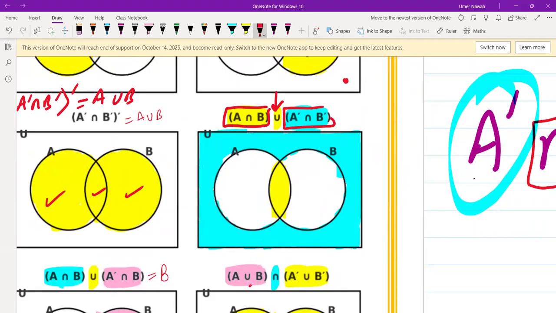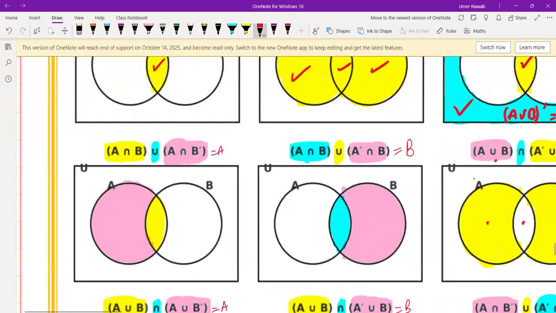See what is the letter in between, union. So A intersection B, I know this is the part. And A complement intersection B complement is this one. This is A complement intersection B complement. And this is also called A union B complement. So I just shade the blue part and the yellow part.